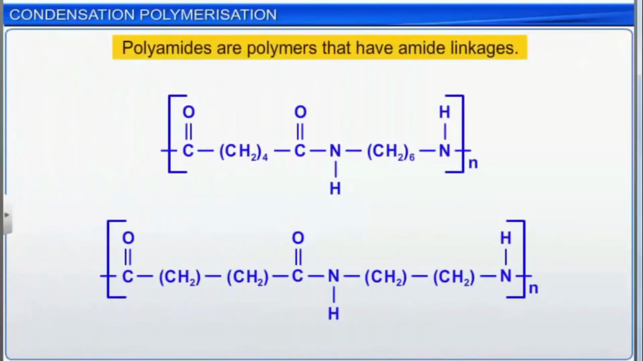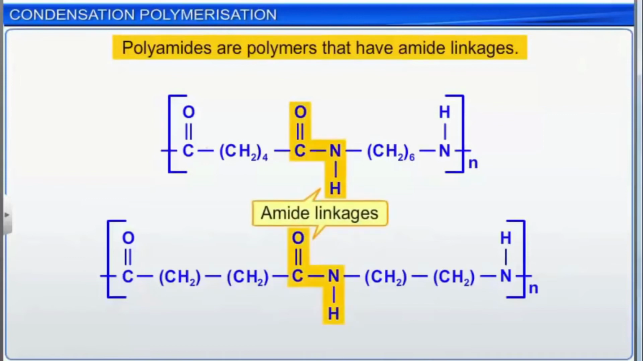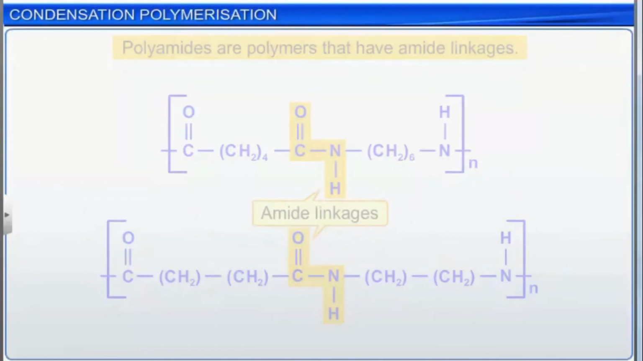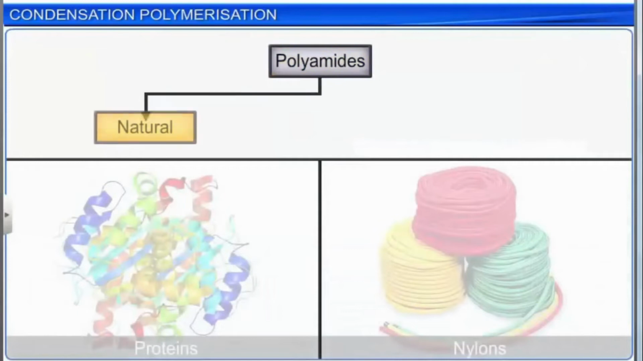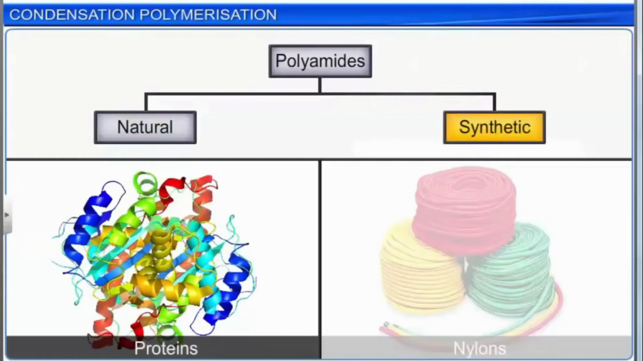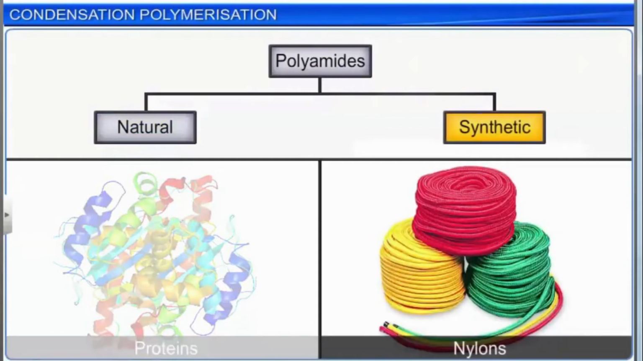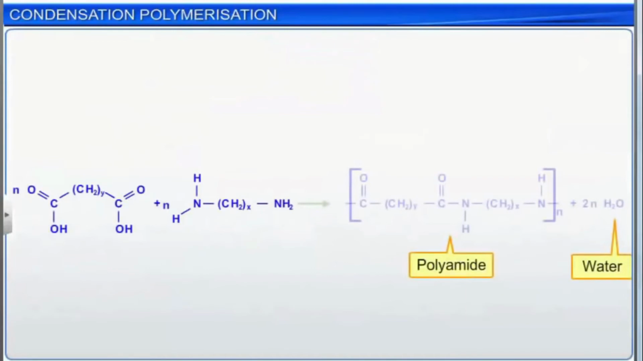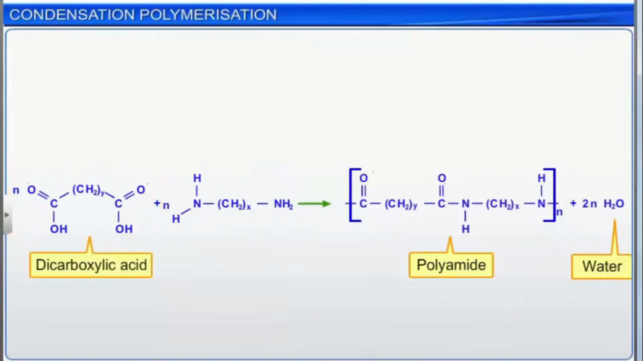Polyamides are polymers that have amide linkages. Polyamides may be naturally occurring, such as proteins, or synthetic, such as nylons. Nylons are commercially important synthetic fibers. The general reaction to obtain polyamides can be described as the reaction of diamines with dicarboxylic acids or dibasic acid to form amide linkages.